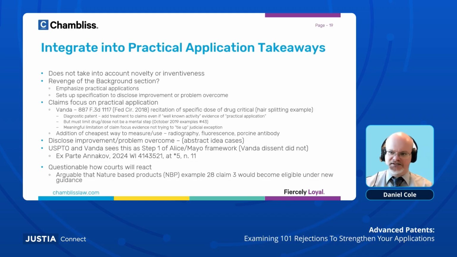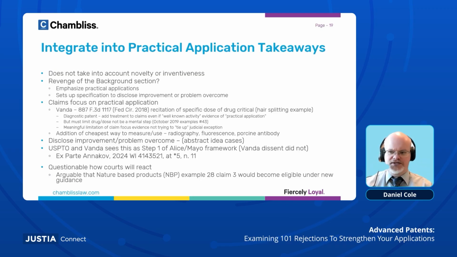Well, I like to call this the revenge of the background section. If you've been doing patent law for a while, you were probably taught that the background section is basically worthless, that you shouldn't spend a lot of time on it, that nobody ever reads it. Well, one thing you can do in the background section is emphasize the practical applications of what you're doing. And you can set up the rest of your application to emphasize the improvement or the problem that you're overcoming, because your background section talks about what the problem is.